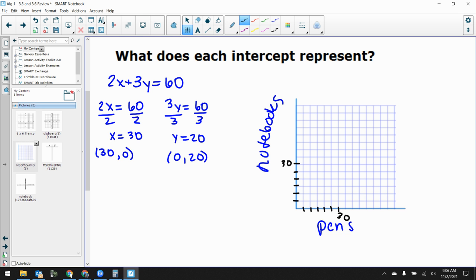It's going to be a really small graph. That's okay. 30, comma 0. 0, comma 20. And then we graph our line in between them. Arrows on the end? Nope. Word problem.